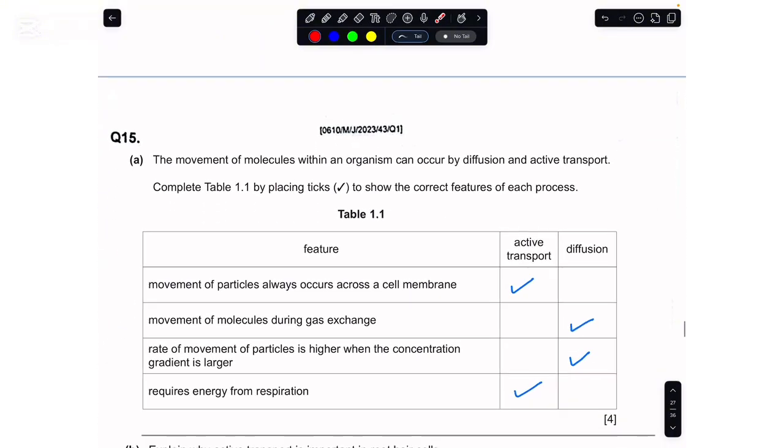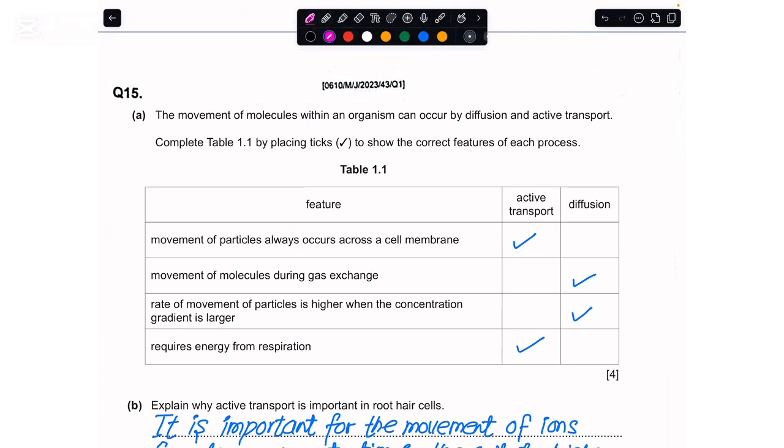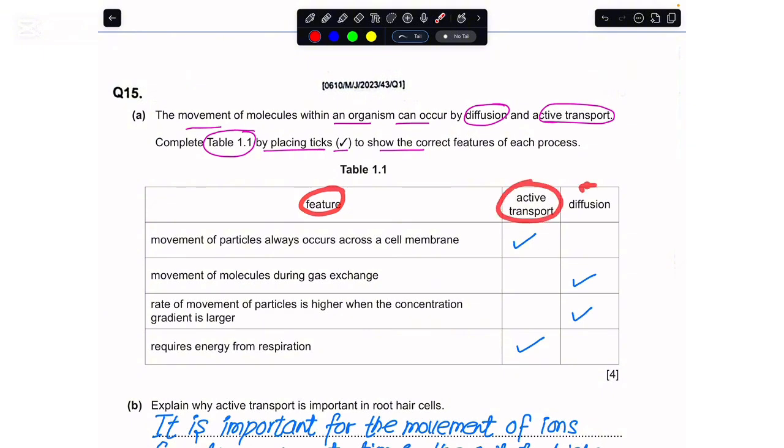Moving onward to this part 15, they say that the movement of molecules within the organism can occur both by diffusion and active transport. And we are required to complete table 1.1, where we have to put a tick to show which feature is shown by diffusion or active transport. So we have the feature here, we have active transport here, we have diffusion here. And they say movement of the particle always occurs across a membrane. So the word always basically implies that we need to put a tick here, because diffusion can happen across a membrane, but the presence of a membrane is not an obligation for the diffusion process.